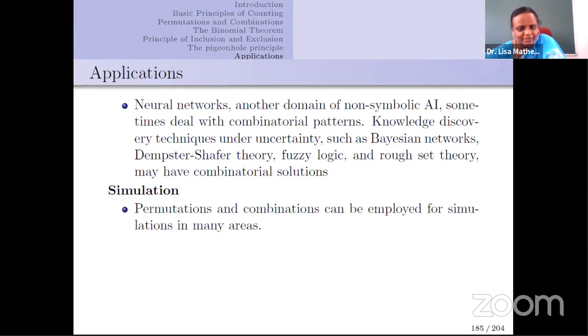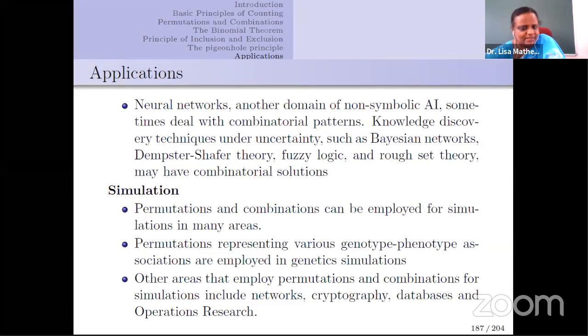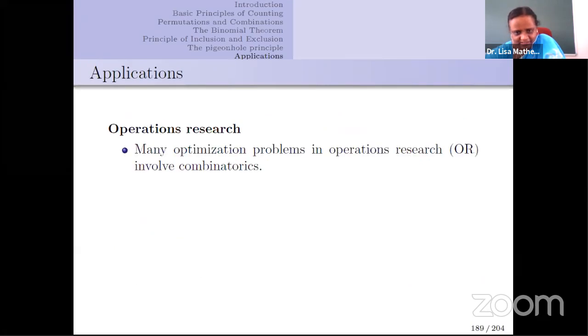Permutation and combination can be used for simulations in many areas. Permutations representing various genotype-phenotype associations are employed in genetic simulations. Other areas which employ permutations and combinations for simulations include networks, cryptography, database, and operations research. Now, speaking about operations research, let's go a little deeper into that.